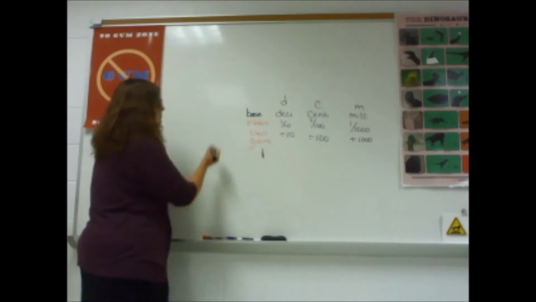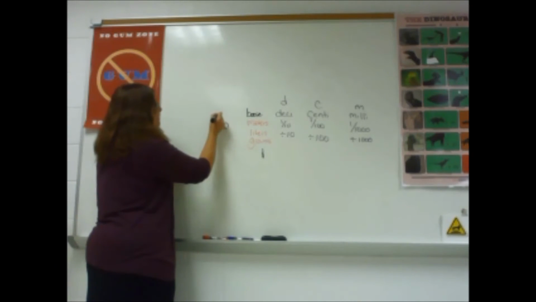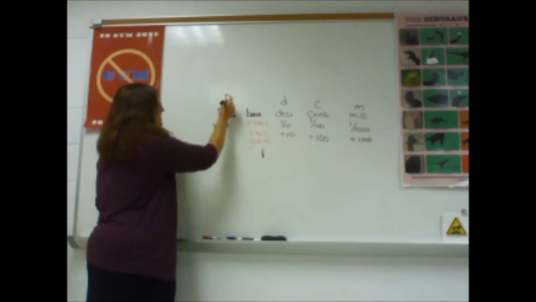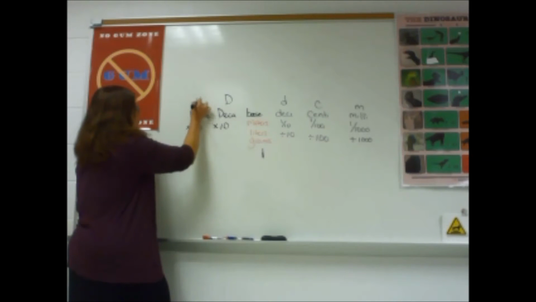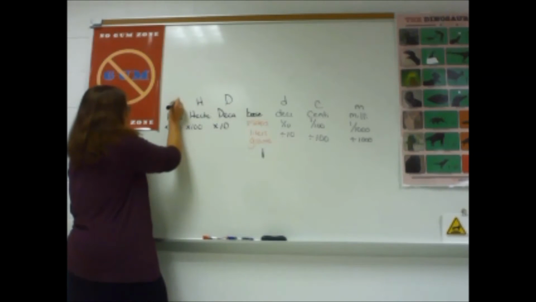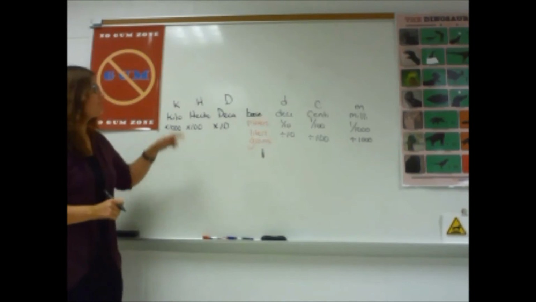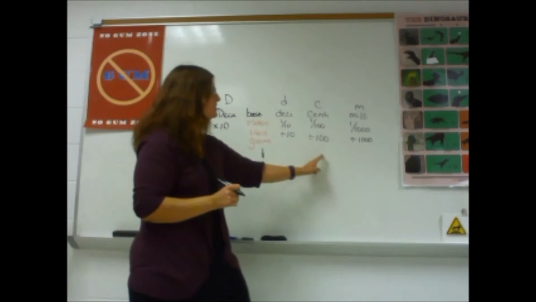Looking on the left, we have times 10, which we would call deca, which we abbreviate with a big D. Then we have times 100, which we call hecto, which is H. And we have times 1,000, which is kilo, which is K. So as you can see, we have K, H, D, base, D, C, M.